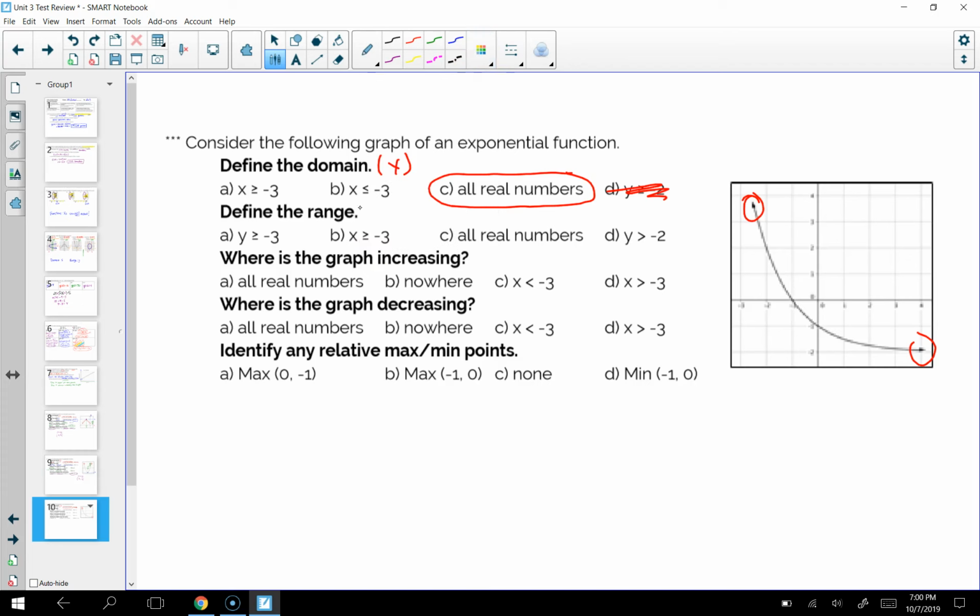Range, we know is the y's. So get rid of my x options. Alright, so let's look at this. It is slowly approaching this line, and it's never going to cross it. Where is that? Looks like it's at negative 2. So all of the y's are bigger than negative 2.